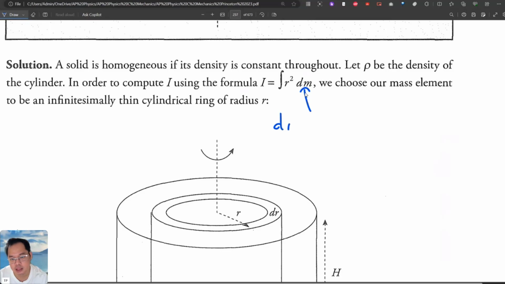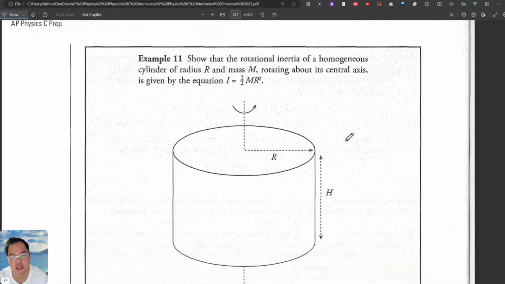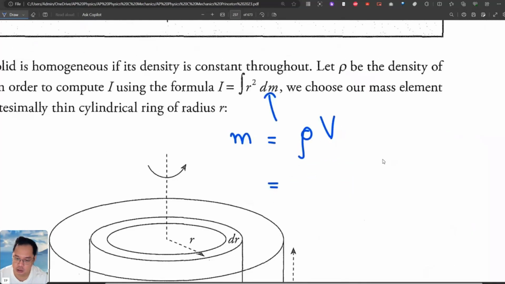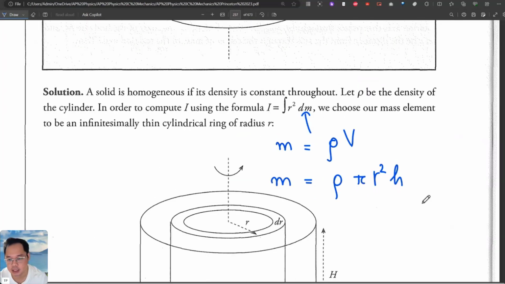The mass m of the cylinder. Let's write the mass of the cylinder first: it is the density times the volume. The volume of the cylinder, is it empty or solid? Solid. Cylinder radius r, solid. So the solid cylinder volume is pi times r squared times the height. This is the mass: density times volume. And the height is big H.